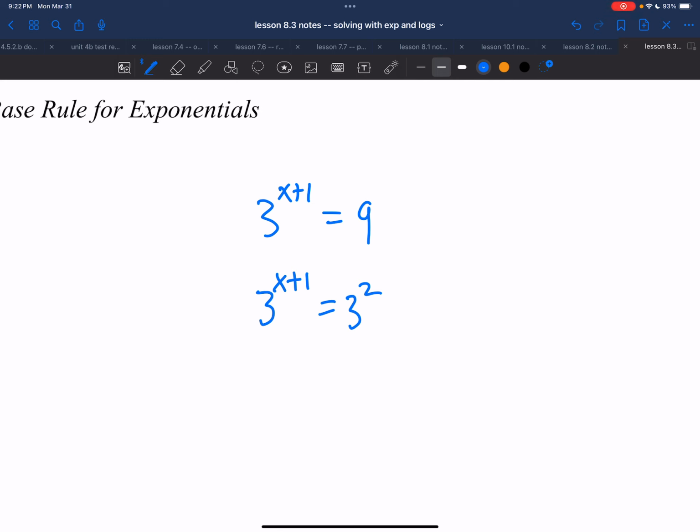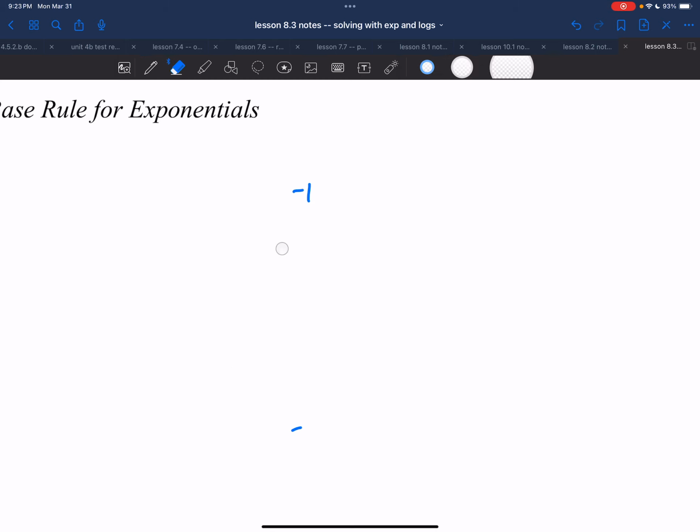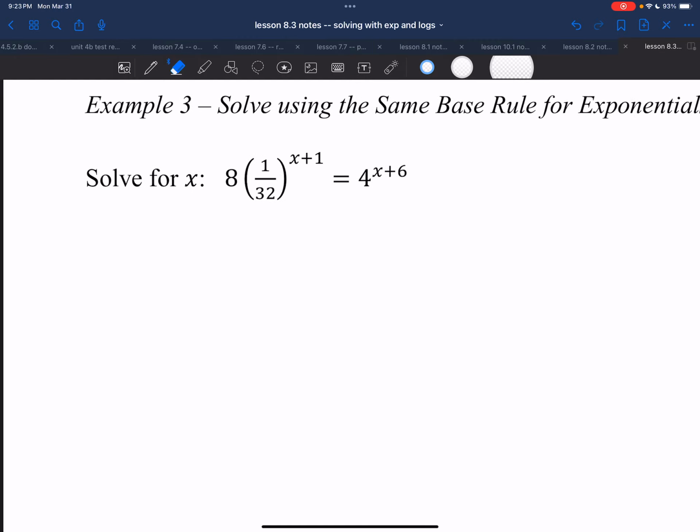So if you rewrote 9 as 3 squared, then what you get here is an equation showing the same base, 3 and 3. Thus, since they're equal, their exponents are equal. You say, therefore, x plus 1 equals 2. The exponents are equal, and then you would just solve for x, and you would be done. That's how the same base rule works. If it's not written in the same base, you change it to the same base to make it work. And so that is what we're going to do here.